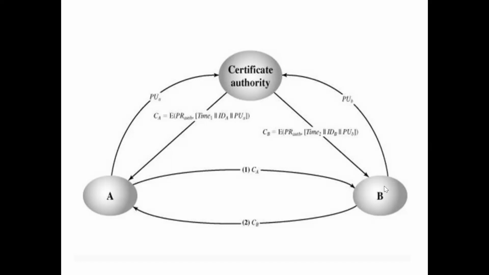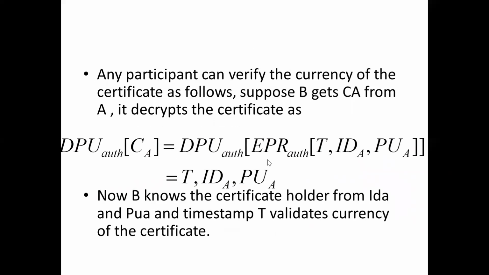How does the responder decrypt it? By using the certification authority's public key. After decryption, what does he obtain? The identification of A, the public key of A, and the timestamp. After that, he has to request his own certificate from the certification authority. After receiving it, he has to send his certificate to the initiator. These are the requirements of this scheme in the certification authority. So these are the four ways to distribute the public keys.